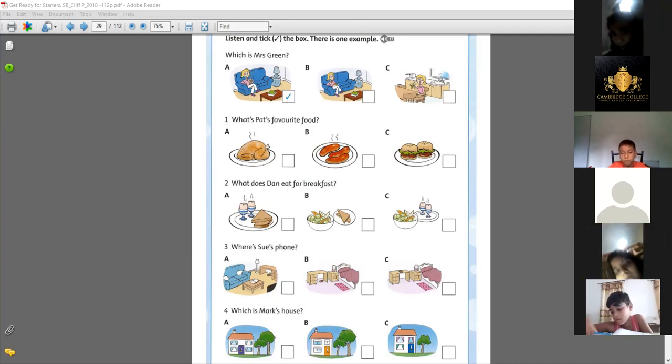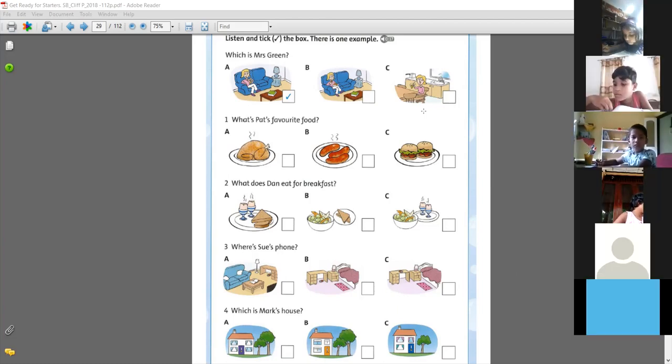Okay. Is she in the kitchen? Okay. No, she's in the living room. Oh, what's she doing? Is she eating an orange? No, she's eating a banana.